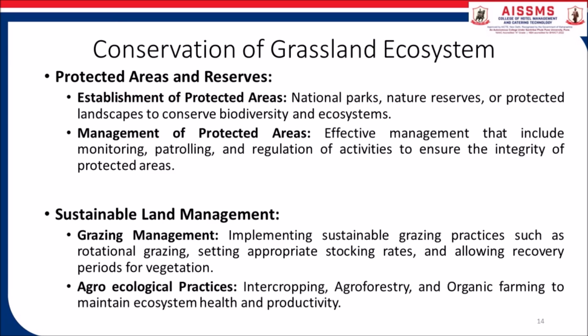Next will be sustainable land management. In this, first one will be grazing management. Implementing sustainable grazing practices to prevent overgrazing, such as rotational grazing, setting appropriate stocking rates and allowing recovery periods for vegetation. Next will be agroecological practices.